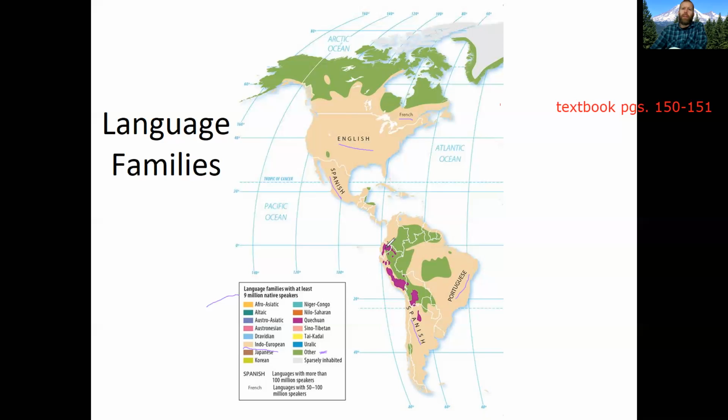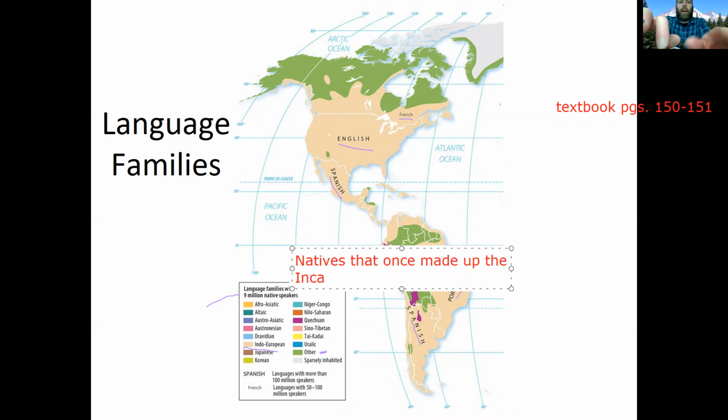And then the other language family that's here in the Andes Mountains is called Quechuan. And Quechuan is this purple language family. It's kind of a leftover; these are the natives that once made up the Inca Empire. And so there are still a lot of people that are still there from that era. And these people speak a language family called Quechuan.